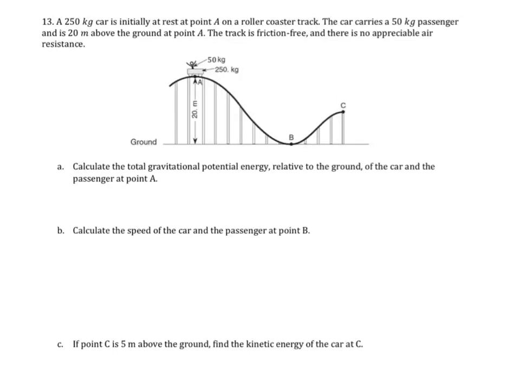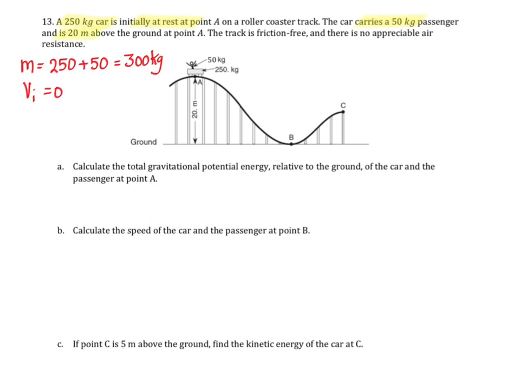In this video, we are going to look at how to solve problems on conservation of energy. So here we have a 250 kg car which is initially at rest at point A on a roller coaster track. The car carries a 50 kg passenger. So the total mass will be 250 plus 50, which is equal to 300 kg. And the initial velocity is 0 because the car is initially at rest.